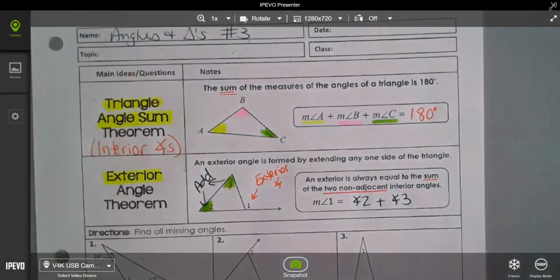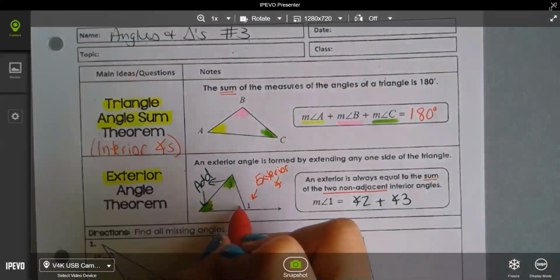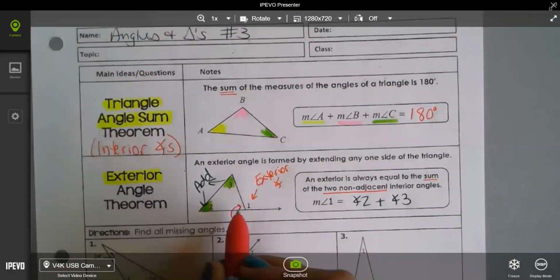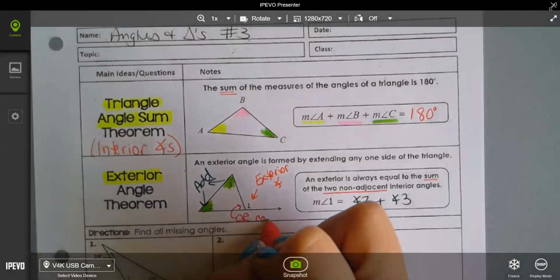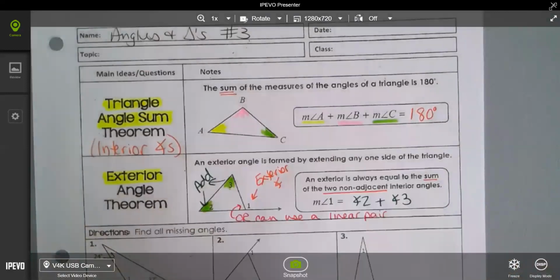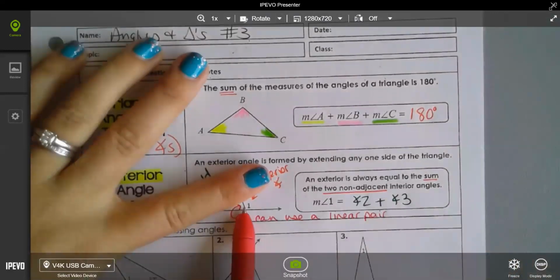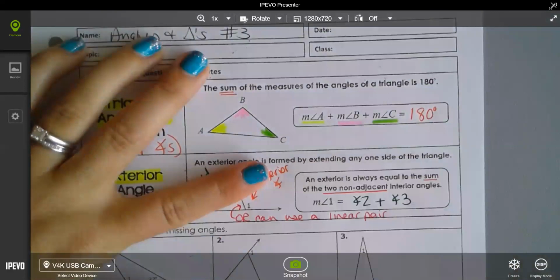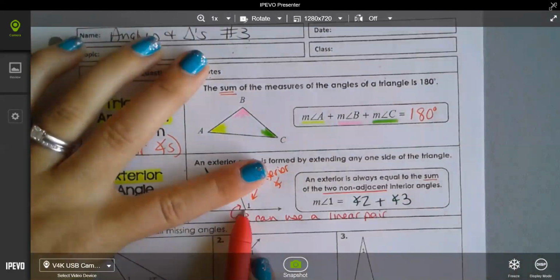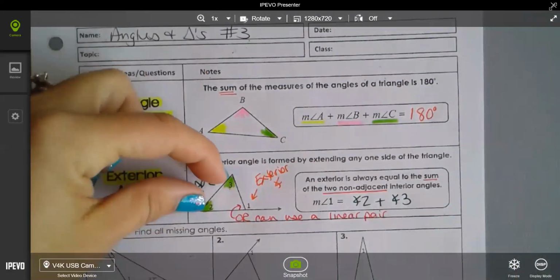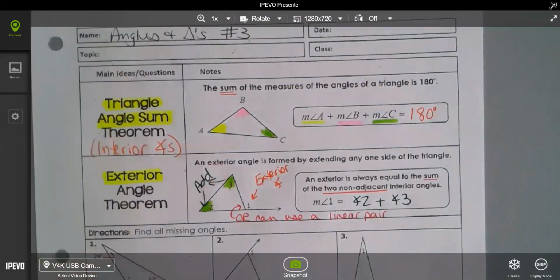Another way to get an exterior angle is if you know what this interior angle is, or you can use a linear pair. That's one of our vocab words that you need to know, because these two angles lie on a straight line, which is 180 degrees. So you can use a linear pair and get angle 1 that way. Sometimes we don't have enough information to know what this is, so it's easier if you just add up those two angles, and then that gives you the exterior angle.